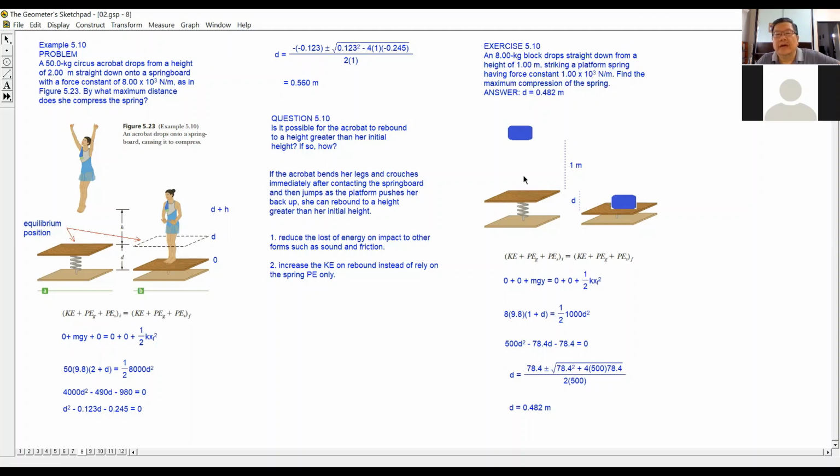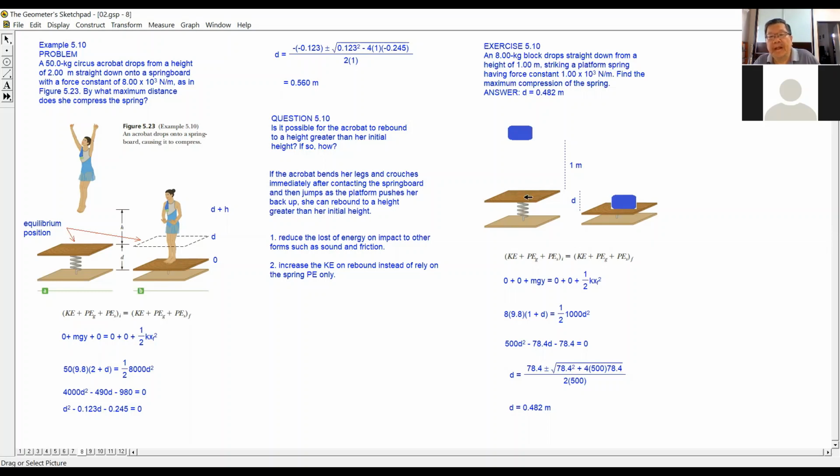Okay, so now we have a block. This block is 8 kilograms, and you drop it 1 meter. After 1 meter, it possesses a certain amount of kinetic energy. And when it touches this platform here, the kinetic energy will be converted into the spring potential energy. Not only this kinetic energy, but it will also drop a further distance of d. During this stage, the spring is compressed.